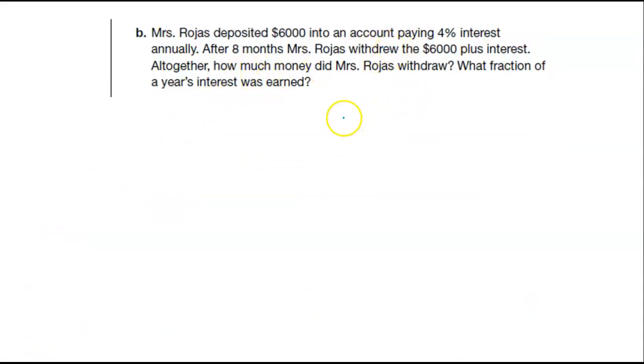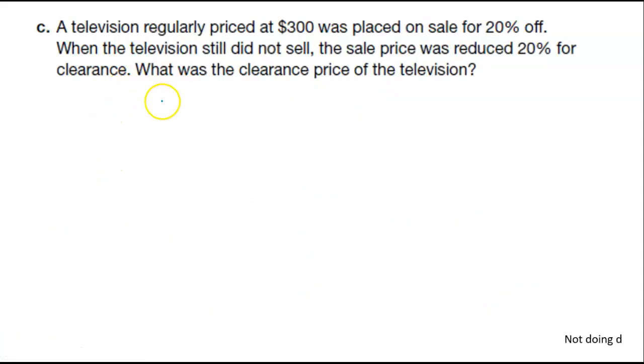Okay, let's see what else we have. I already did this one. I did this one. Why do I have B twice? C. A regularly priced television was $300 and was placed on sale for 20% off. When the television still didn't sell, the sale price was reduced for 20% off more. What was the clearance price?